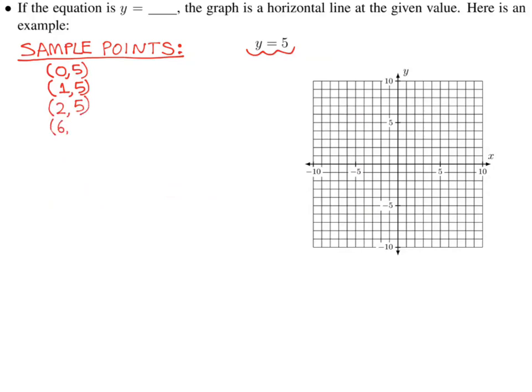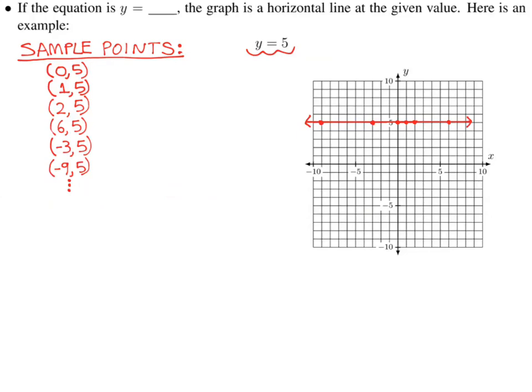And 3, oh no, let's go even crazier. 6, 5, yeah, y is still 5. Backwards, negative 3, 5. Sure, why not? The y is 5. Negative 9, 5. Negative gazillion, 5, but that's not going to fit on the grid. We've got these points, so we can go ahead and say dot, dot, dot. Those are the points. Connect them up. Zoop, zoop. Boom, you've got yourself a horizontal line at 5.